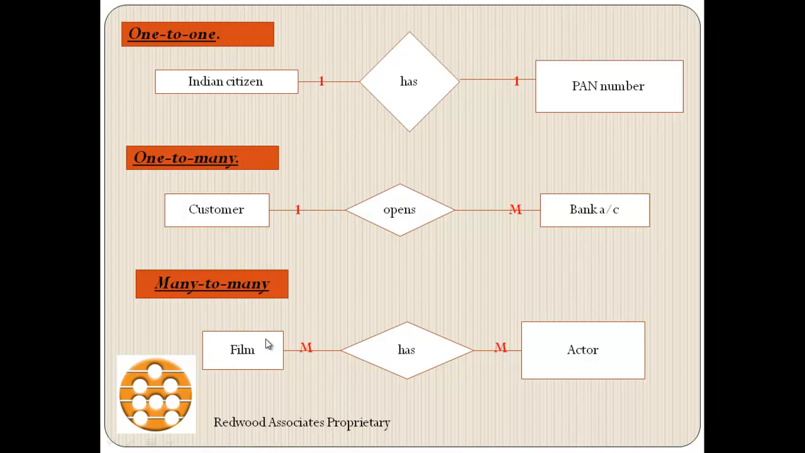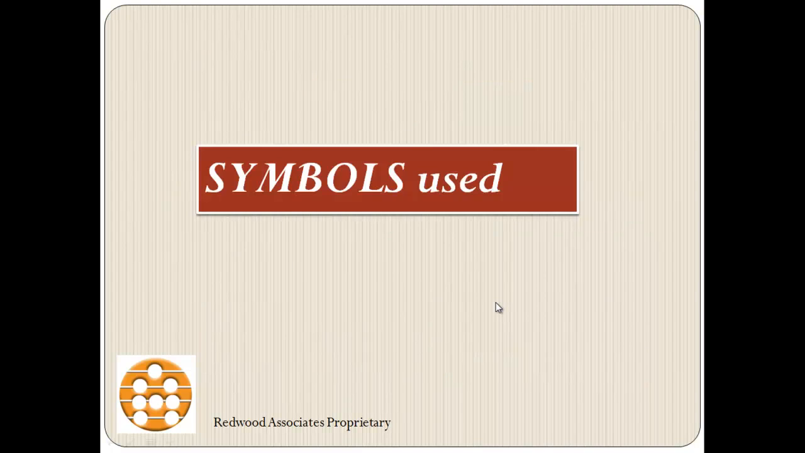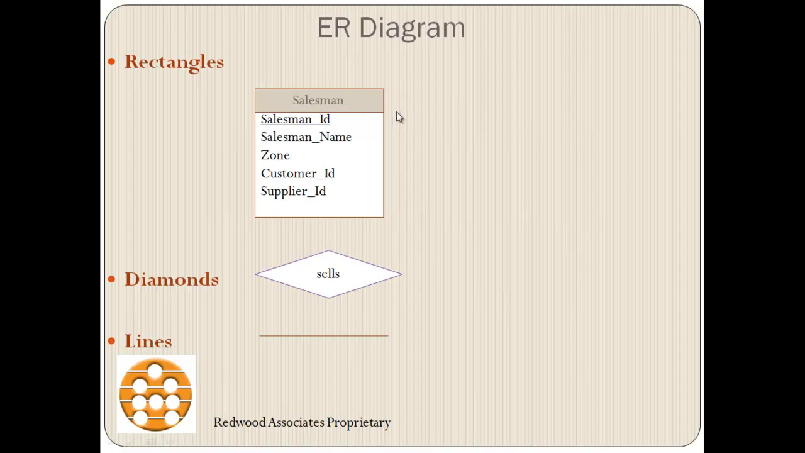So a mapping cardinality can be of any one of these types. Now let's look at the symbols that are used in an ER diagram. The first symbol that we have here is a rectangle. It is divided into two parts and this represents an entity set.